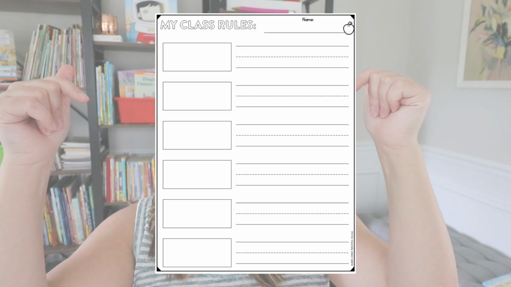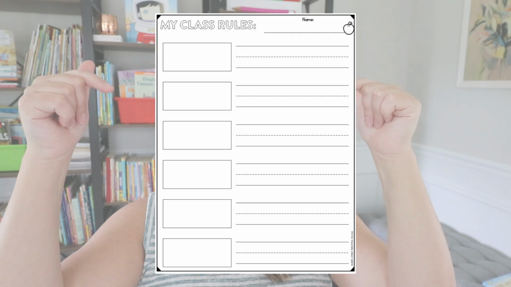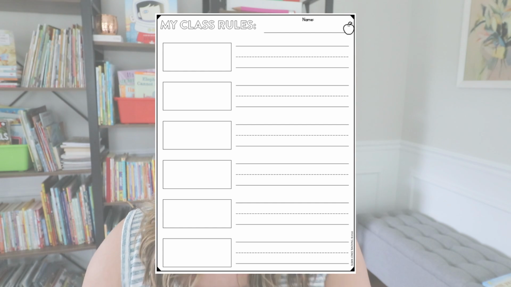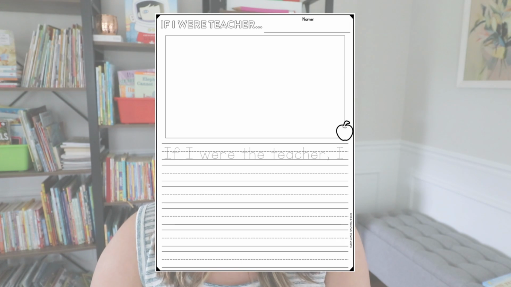Another fun thing I love to have students do is complete a little writing prompt sharing what they would do if they were the teacher. They can come up with their own class rules and share something they would change if they were the teacher. I actually included a couple of these writing prompts in my May writing unit, and they look like this right here. Here, students can share what their class rules would be if they were the teacher. And then I also have "if I were the teacher" prompts right here.